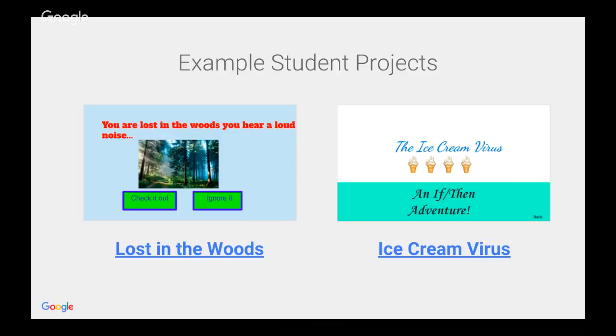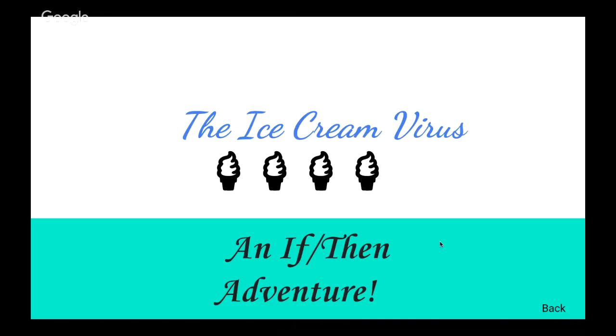And so we're going to do something out of our If-Then Adventure curriculum. It is 2 activities. In the first activity, students brainstorm ideas. And in the second activity, students use those ideas to create an interactive story. So I'll show the ice cream virus. And so this is a real student project that one of our students created. And so I'll go through. And again, this is a 2-activity sequence. The first one is the students brainstorm narrative elements. And the second activity, they create the interactive story.